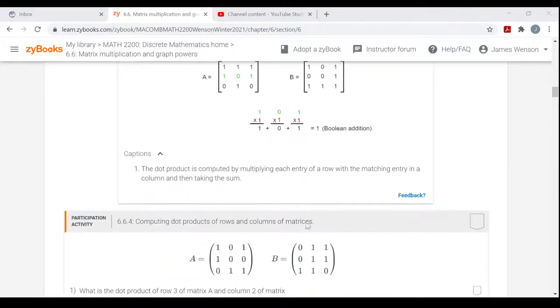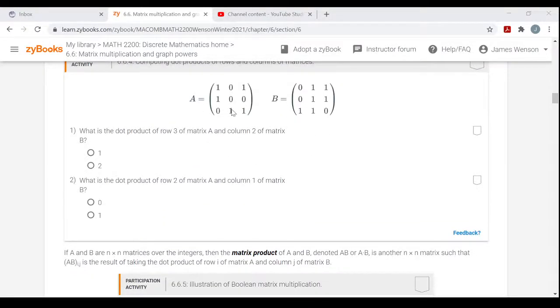Okay, cool. So here, if this is matrix A and this is matrix B, what is the dot product of row 3 of matrix A and column 2 of matrix B? So row 3 of matrix A is 0, 1, 1. Column 2 of matrix B is 1, 1, 1. There's definitely a 1 times 1 in there, so 1. Again, don't be confused and put 2. We're doing Boolean, so your final result is going to be 0 or 1. All right, and I'll let you do that one.